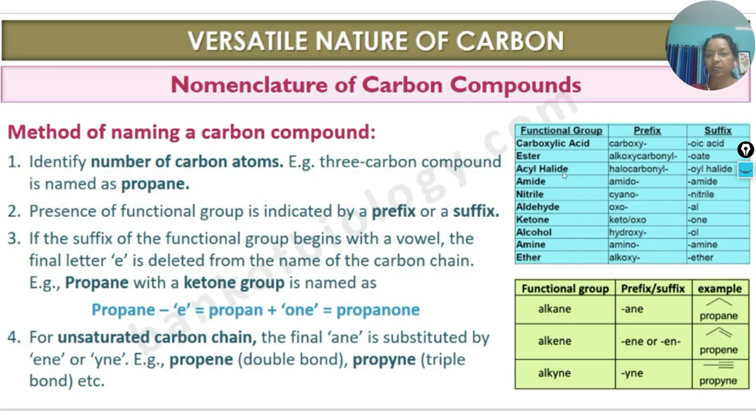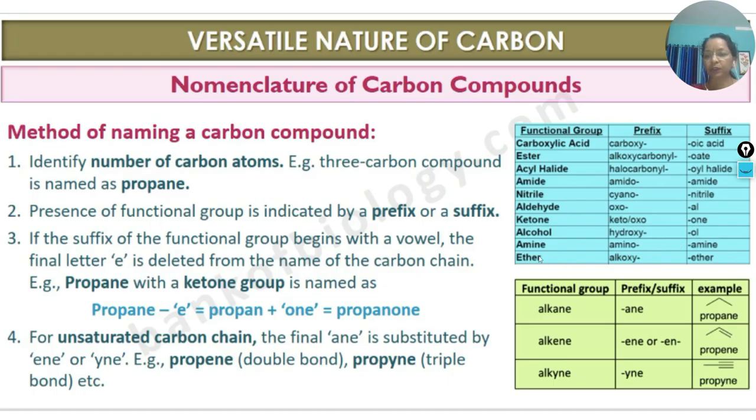see, some examples are given. For example, if the functional group carboxylic acid is present, we add the suffix oic acid to the name of the compound. Then what we have to study is aldehyde. For aldehyde, we will add the suffix al. For ketone we add the suffix one. For alcohol we add the suffix ol. Suffix means the part of the name coming at the end.